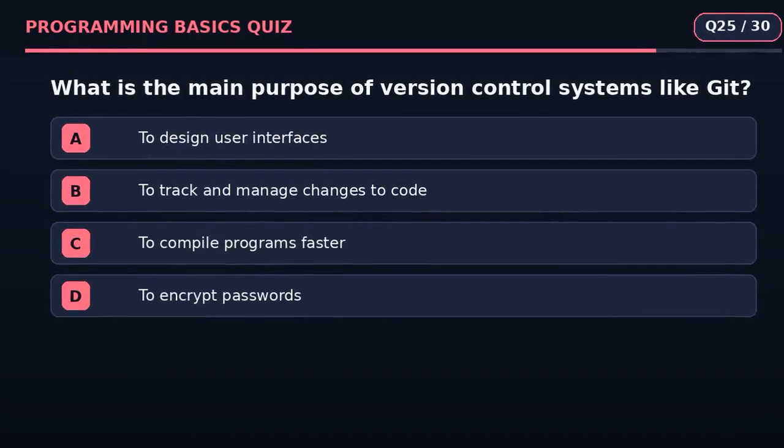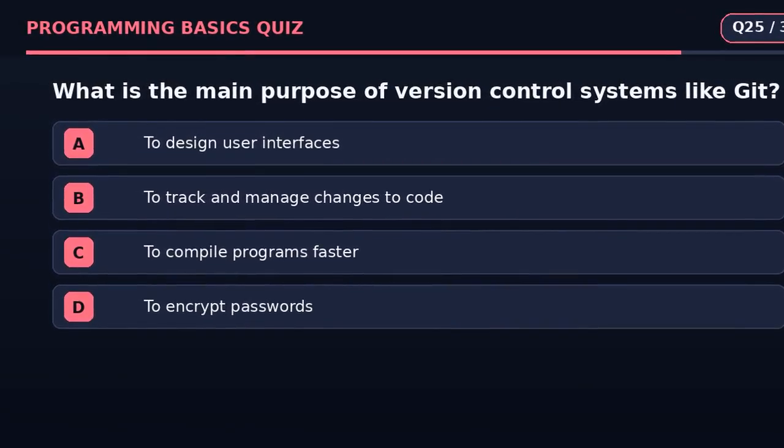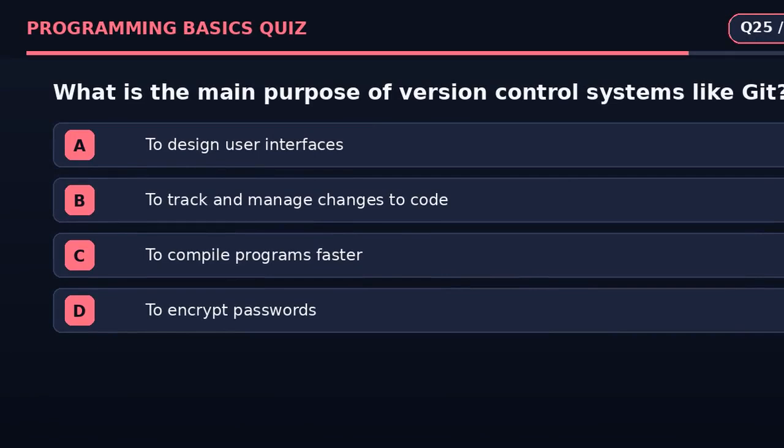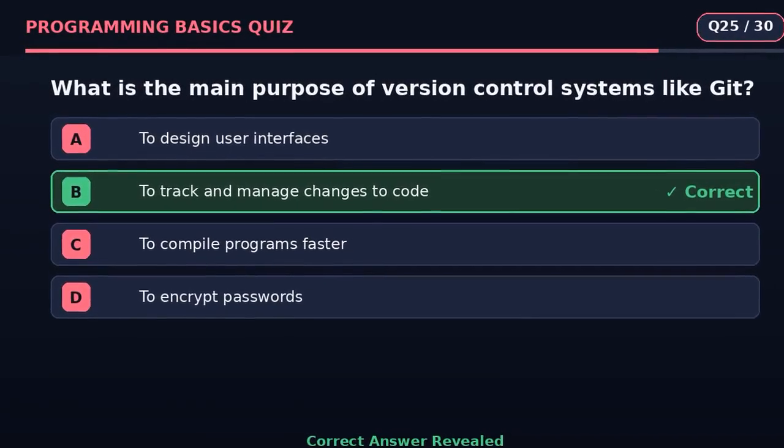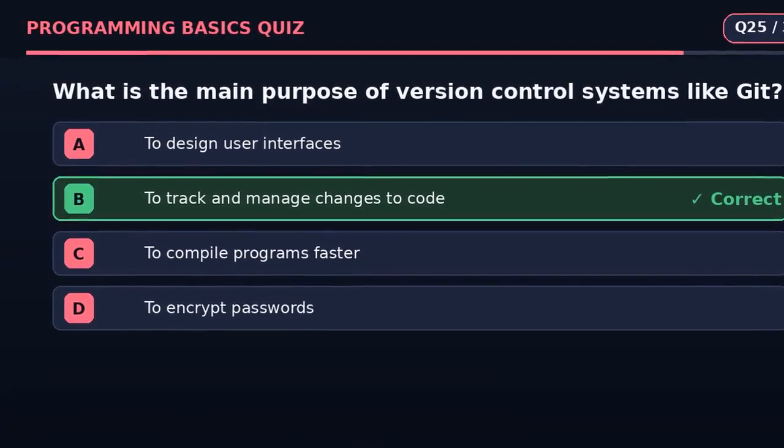Question 25. What is the main purpose of version control systems like Git? Option A. To design user interfaces. Option B. To track and manage changes to code. Option C. To compile programs faster. Option D. To encrypt passwords. The correct answer is option B. To track and manage changes to code.